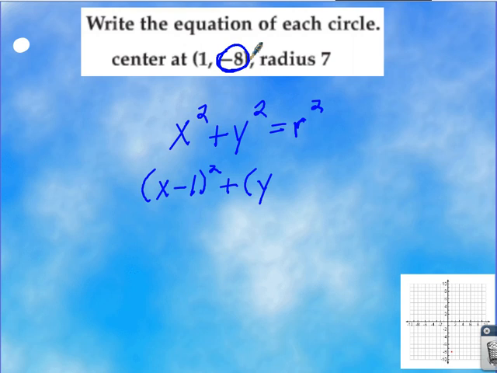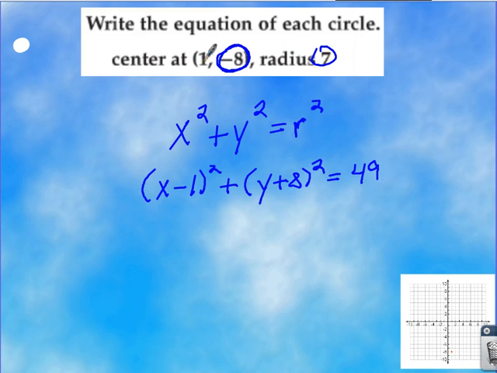This one has been shifted from 0 to negative 8. It's been shifted down 8. In order to shift it down 8, you tack on a plus 8. The radius is 7, so 7 squared is 49. There's the equation of that circle.